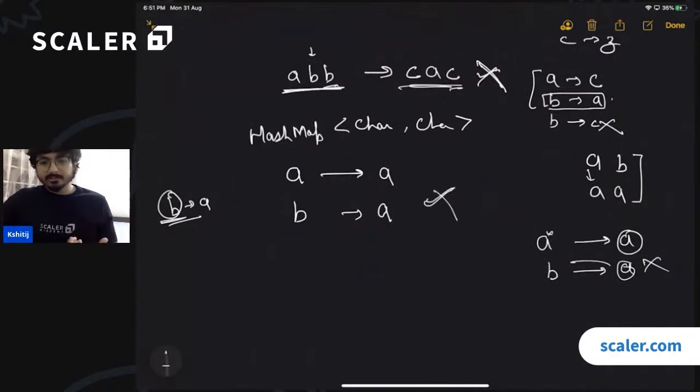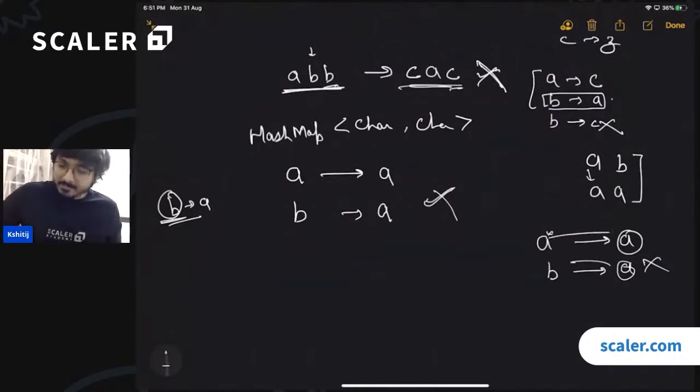So what do we need to do? We need to see whether there exists a one-to-one mapping. What does one-to-one mean in terms of functions? One-to-one means that if A is mapping to this character, A should have exactly one mapping on the right side.